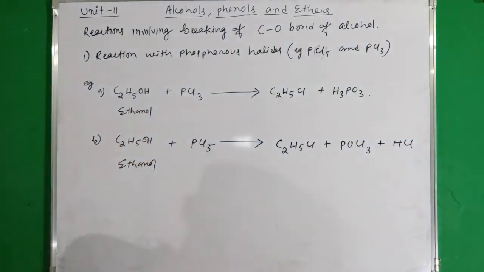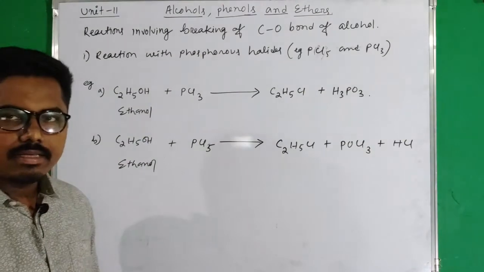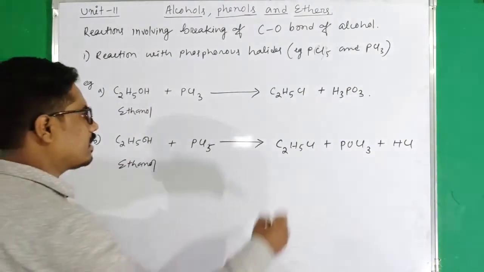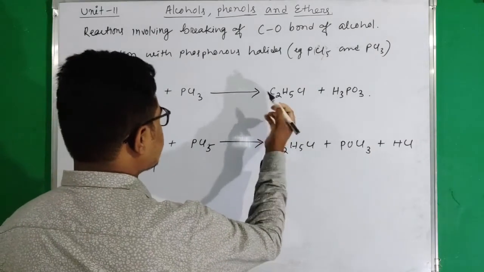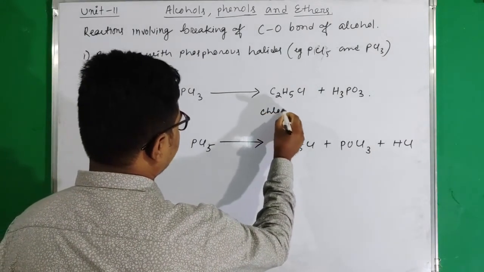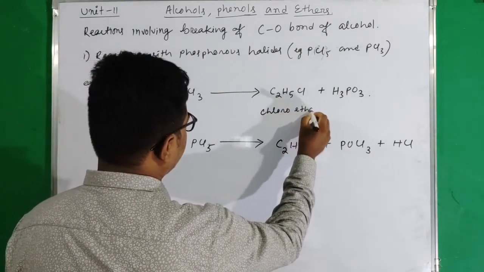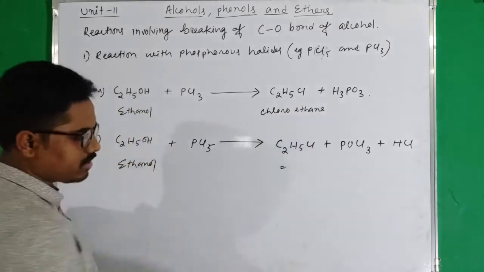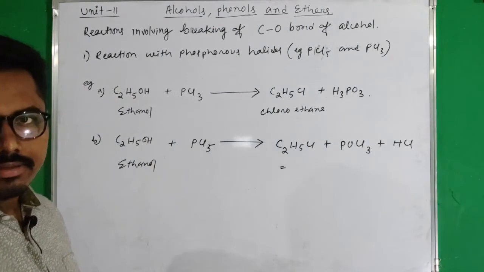You have already studied this reaction in chapter 10, that means preparation of haloalkanes, and this one is chloroethane. Again this one is chloroethane. So you have already studied these reactions.